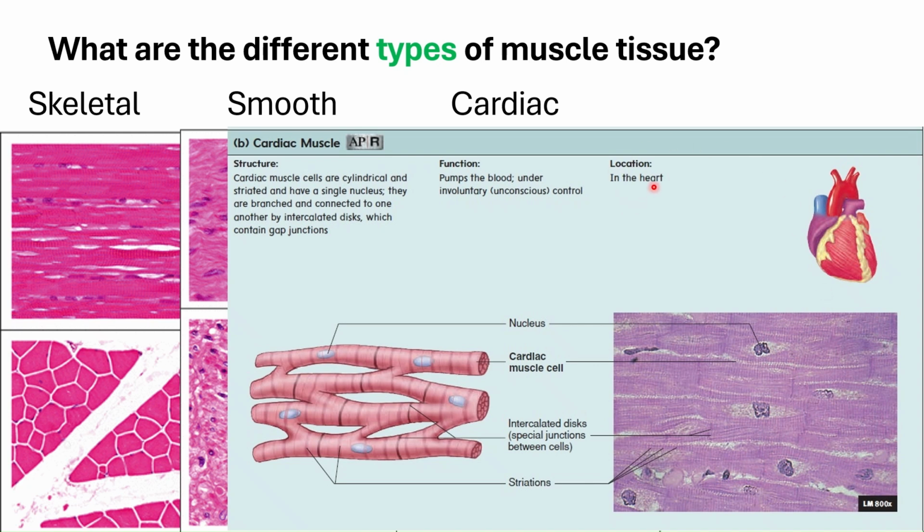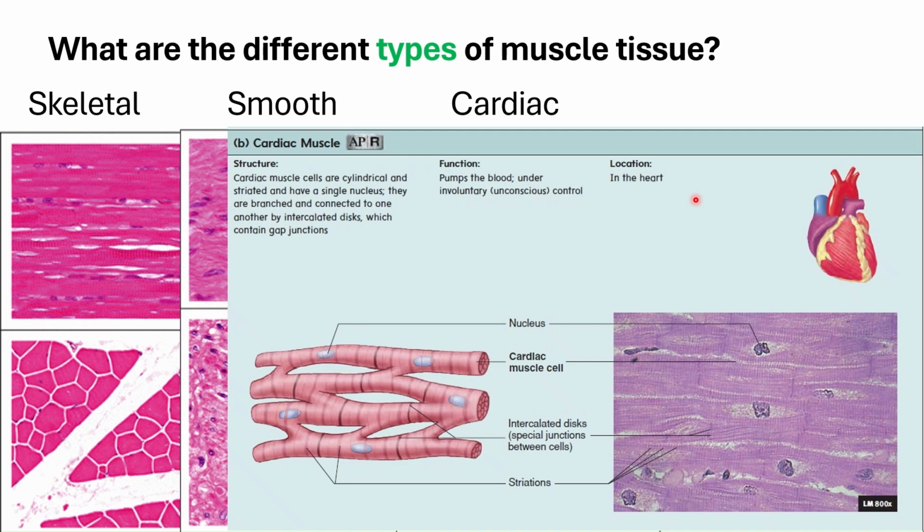Again, it is only seen in the heart and it is under involuntary or unconscious control, and its pattern of contracting is more rhythmic and more frequent than that of your involuntary smooth muscle cell.